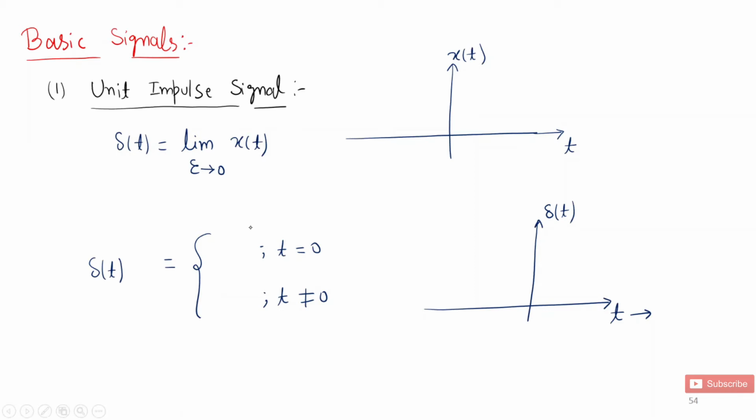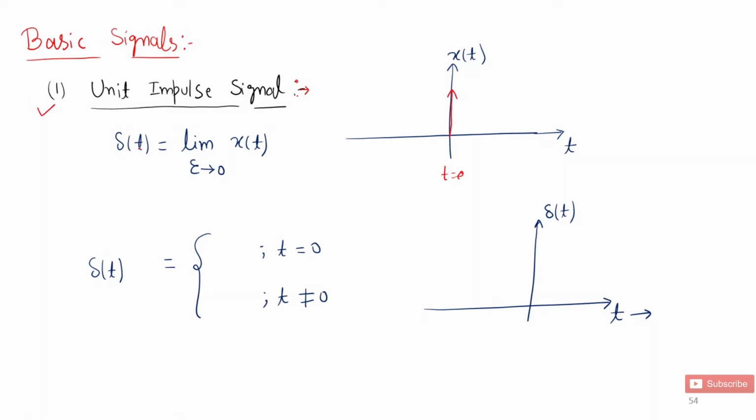So in today's lecture I will tell you about the basic signals, which are input signals used to provide the input to the system. So number one is unit impulse signal. Unit impulse signal means there will be infinite magnitude at t equal to 0 and the signal will be concentrated at t equal to 0.